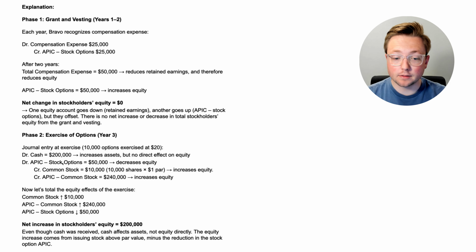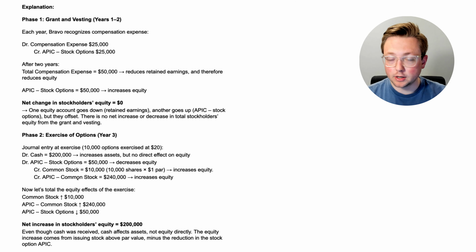And then you debit APIC for the stock options that they had. So these stock options up here that we've been crediting to increase equity to be prepared for when they exercise these stock options, those are now going to go down by debiting them. So that decreases equity by the $50,000 from up here. And then we credit common stock for $10,000, which is the 10,000 shares multiplied by the $1 par value. That increases equity as well.